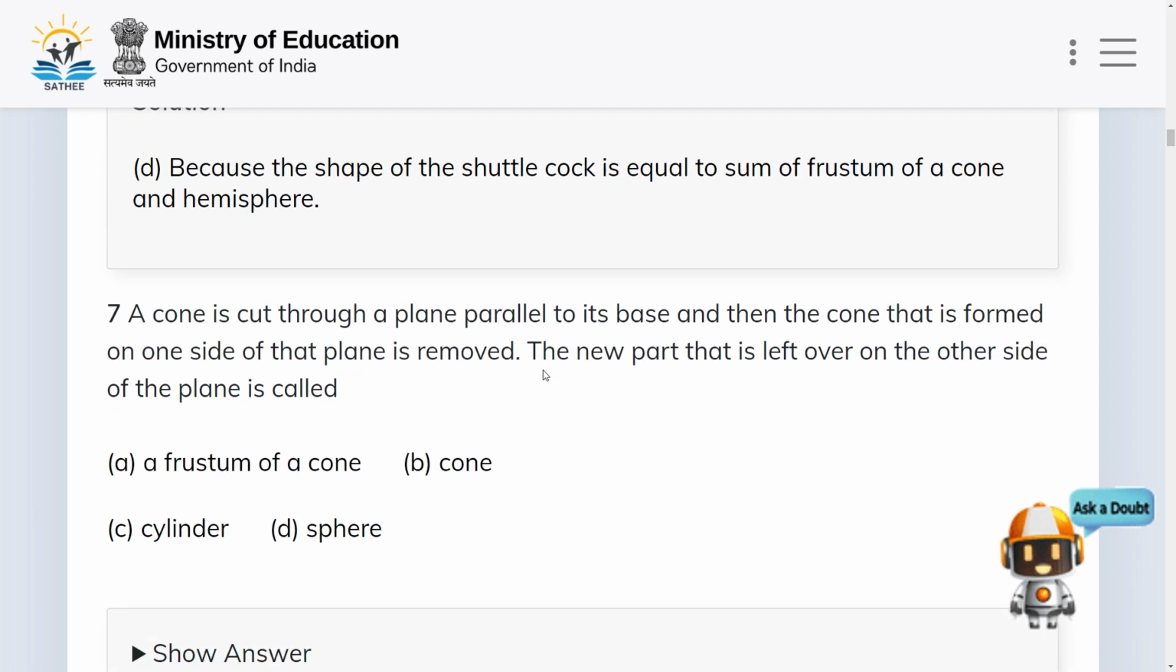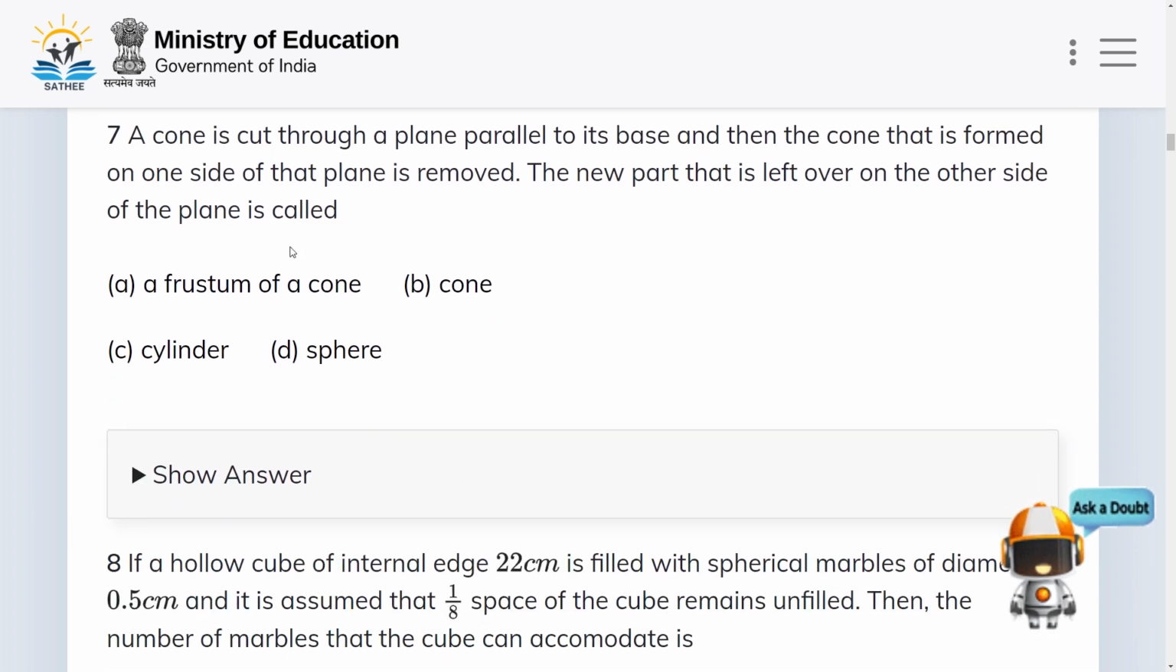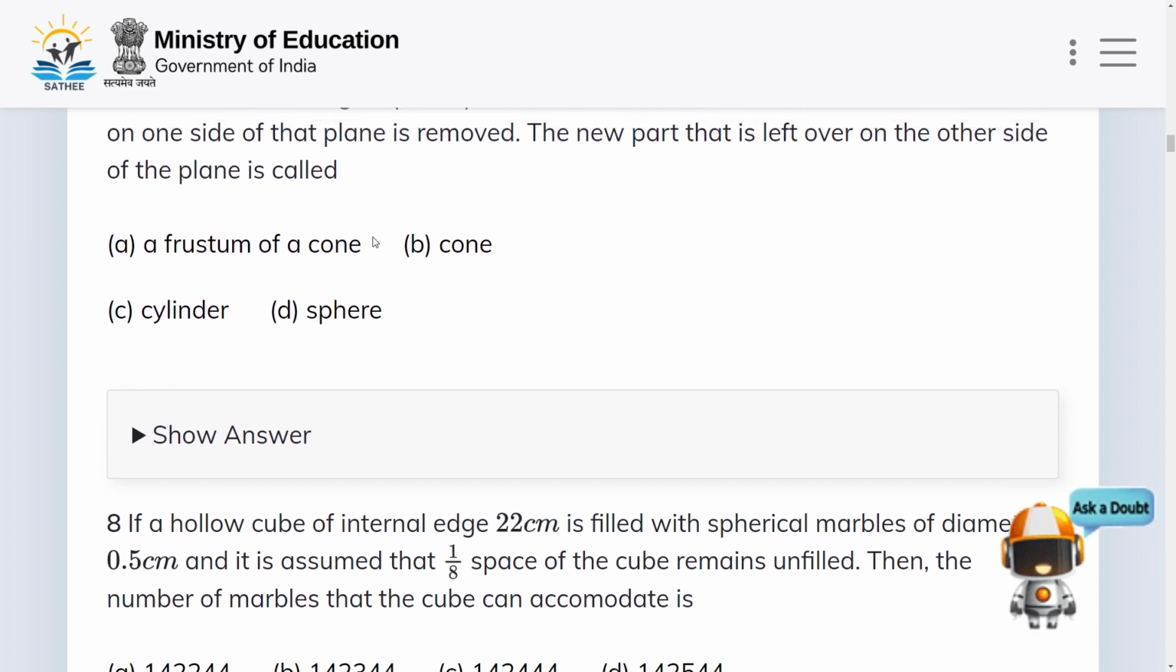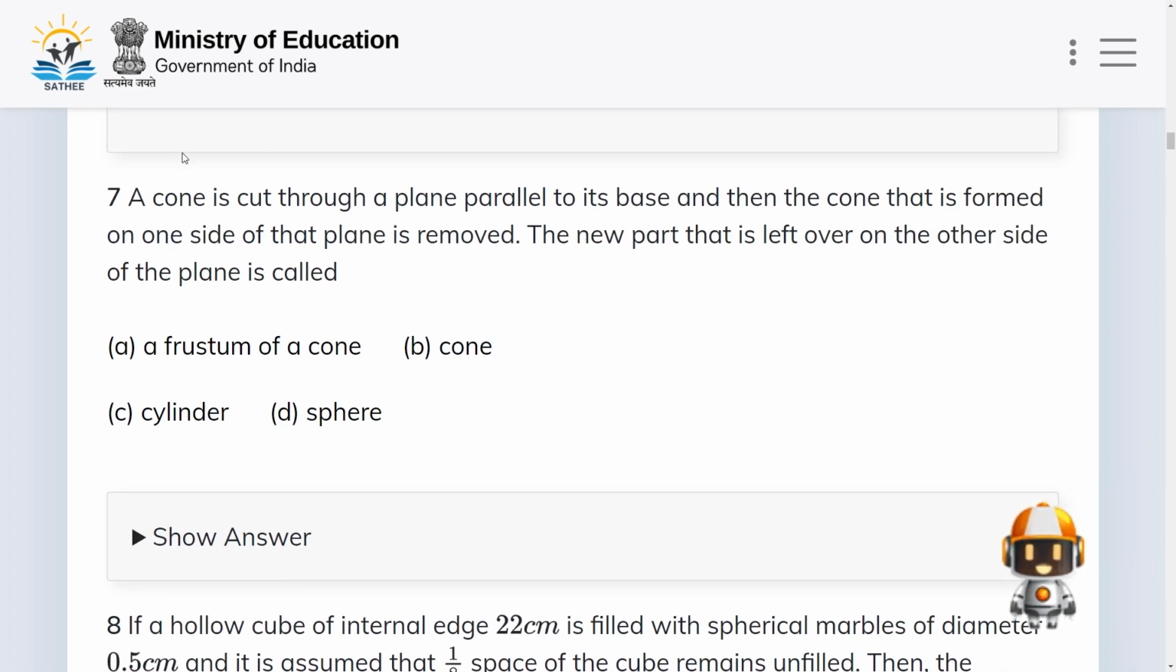Okay, and now let us move to the next question, number 7. A cone is cut through by a plane parallel to its base, and then the cone that is on one side of that plane is removed. The new part that is left over on the other side of the plane is called what? We have been given 4 options. Among these 4 options, the following situation is called what?